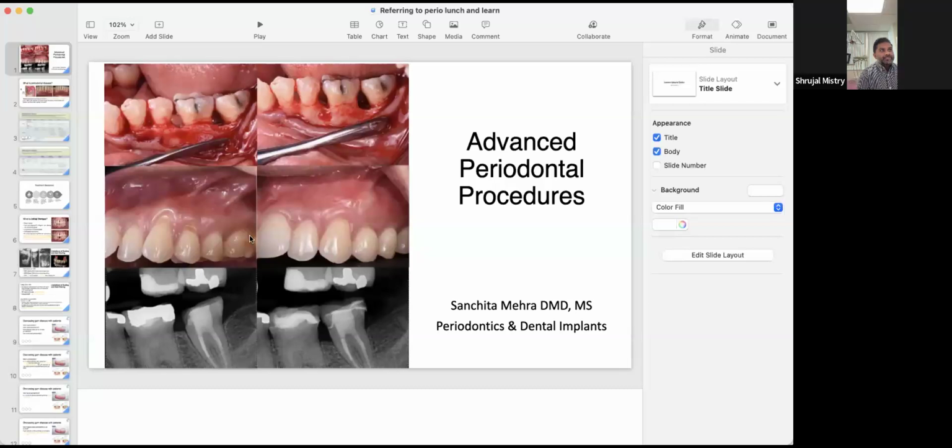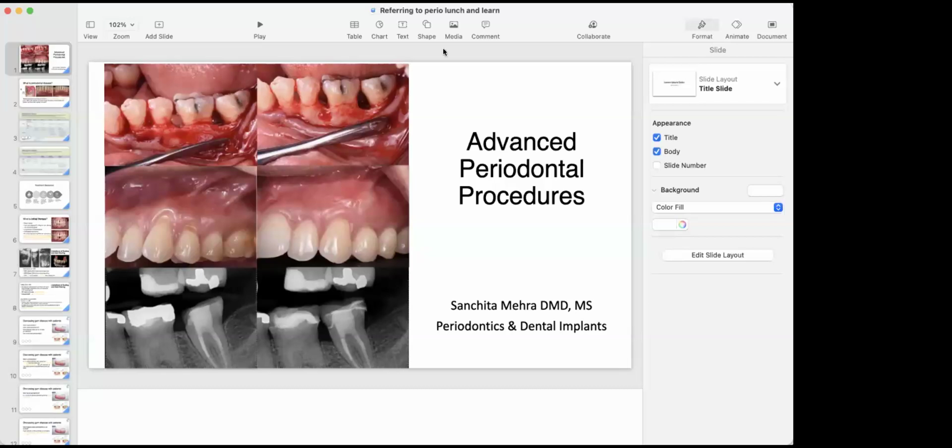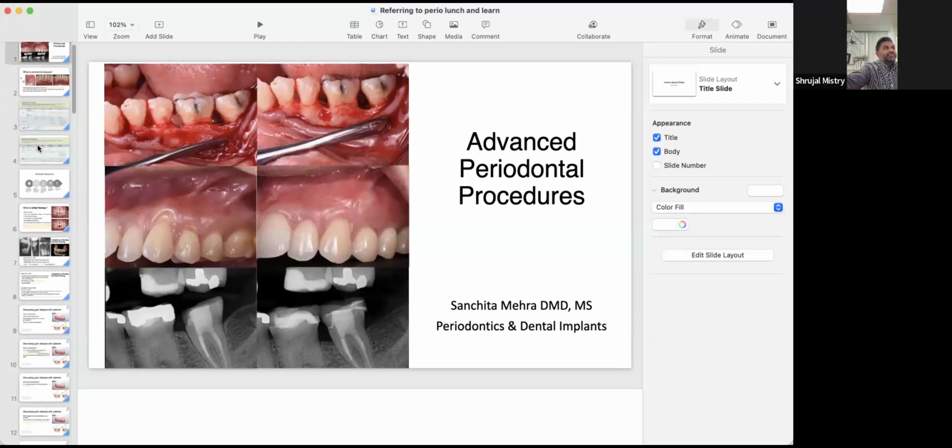Okay. Is it working? No, we can't see it yet. Okay, let's try now. Yeah, it's coming up. Yeah. Okay, perfect. You can see the whole thing, right? Yes, we can see your slides, and we've got advanced periodontal procedures.